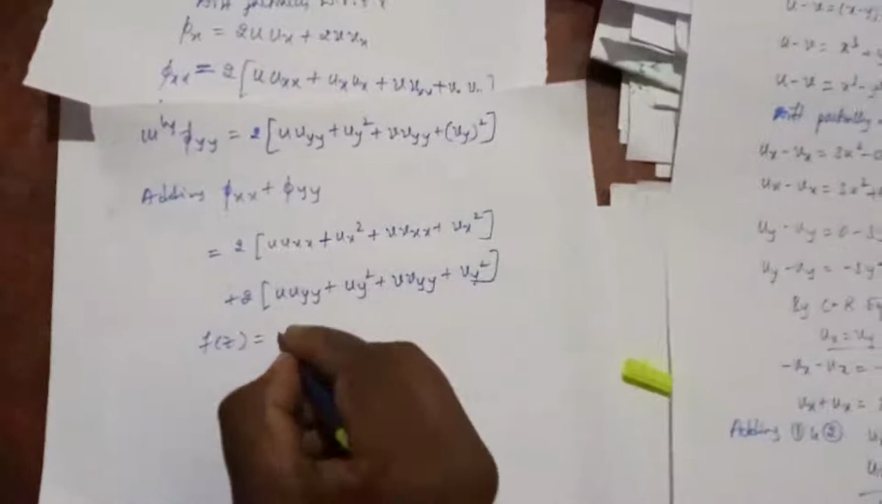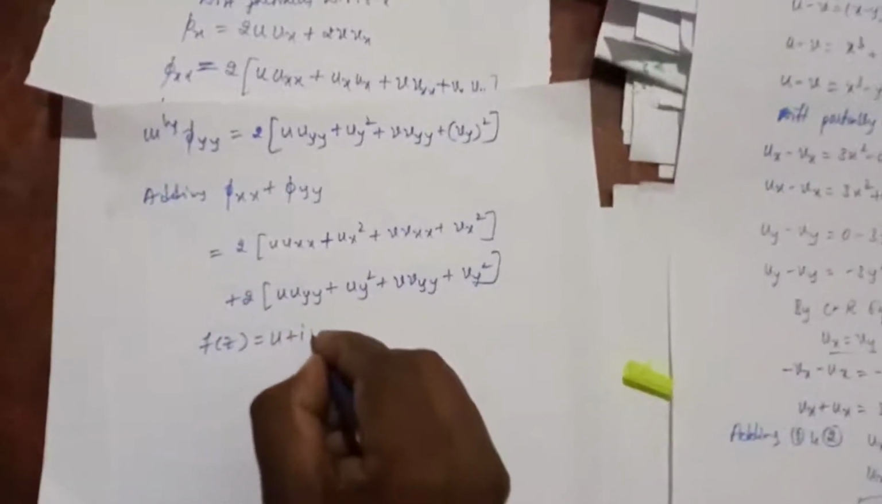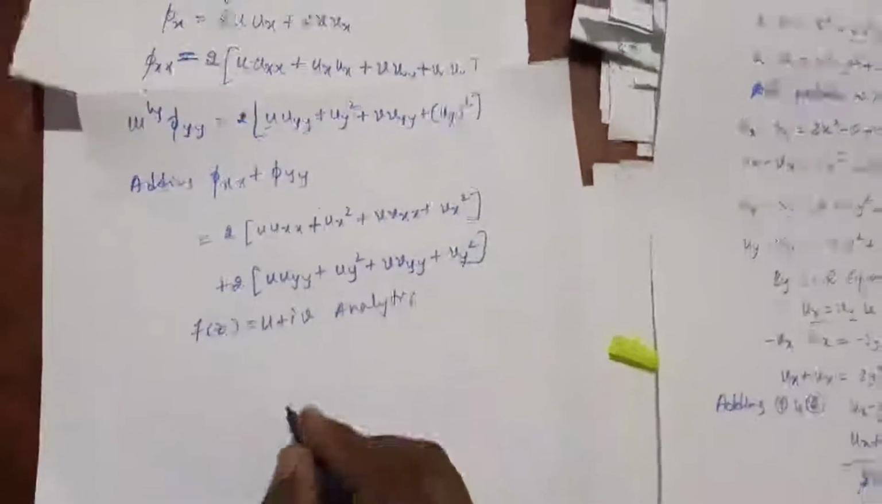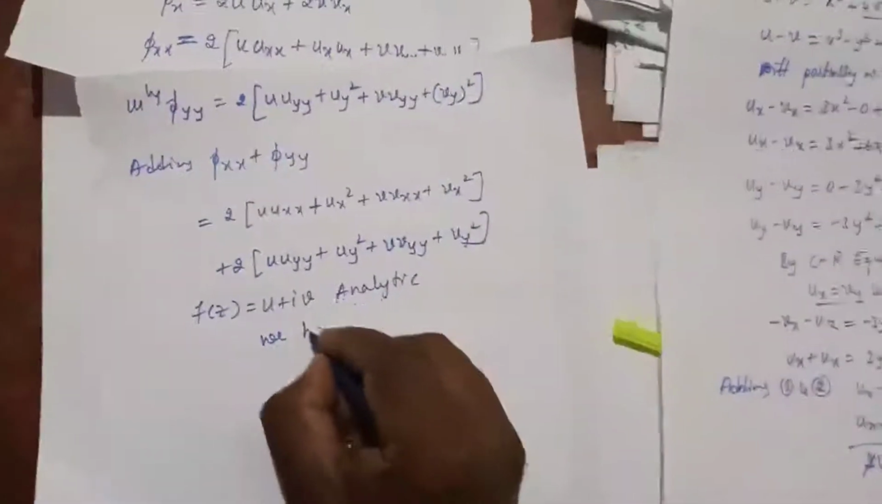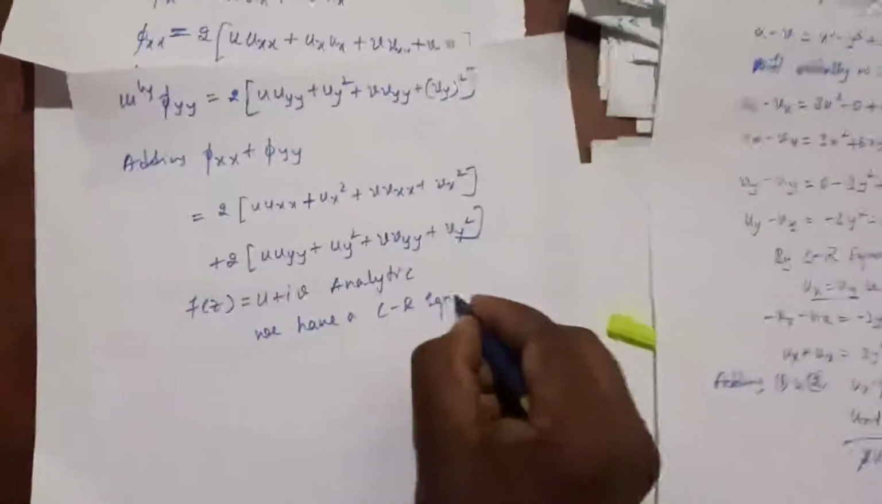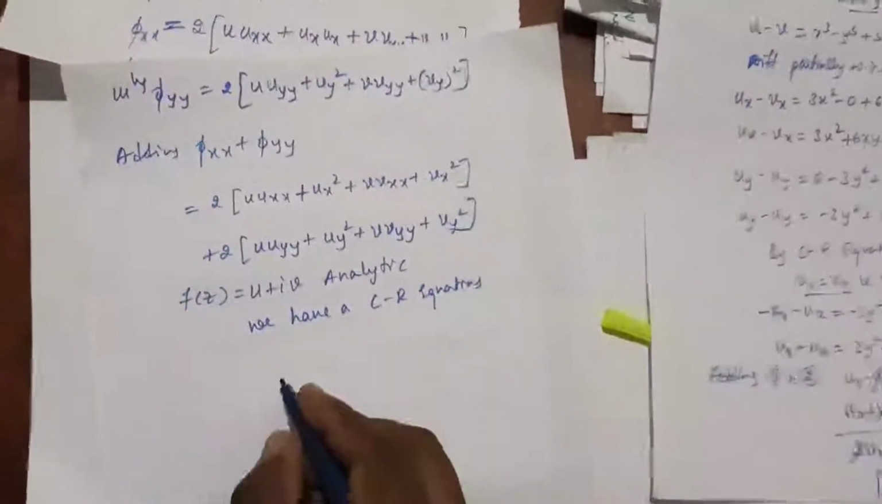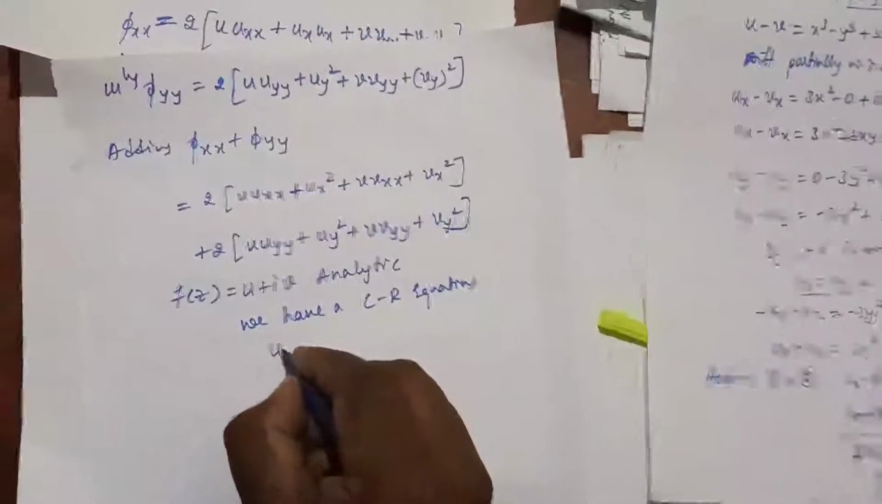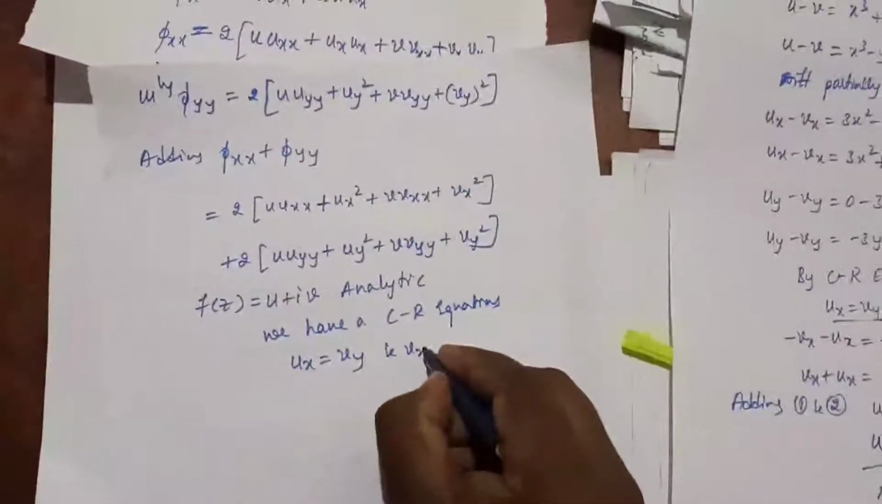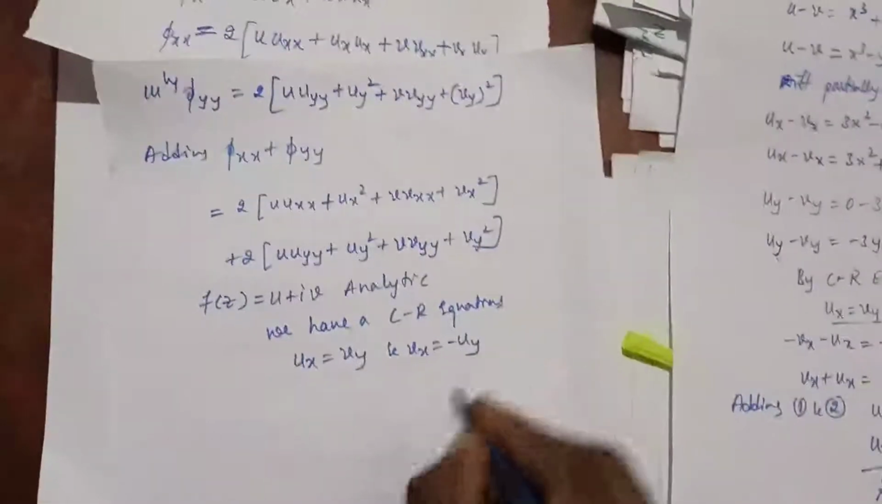And here f of z equal to u plus iv is analytic. If the given function is analytic, then we have the Cauchy-Riemann equations. That is ux equal to vy and vx equal to minus uy. Here we have the Cauchy-Riemann equations.